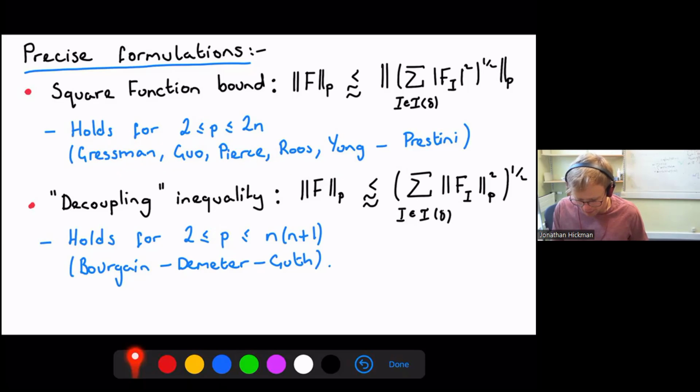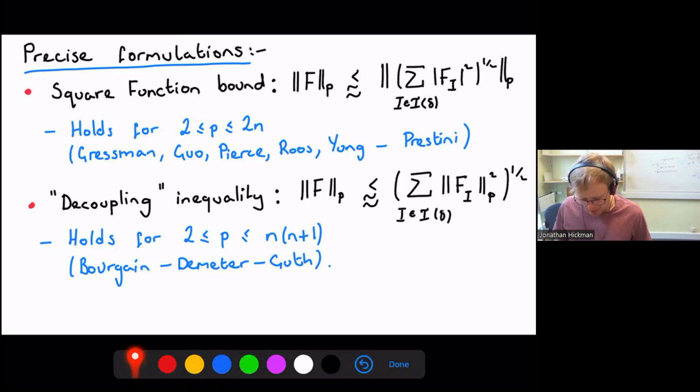Although these kinds of estimates do appear implicitly in early work of Prestini from the 80s. On the other side of things, the decoupling inequality, maybe I should mention, whenever we have a square function bound, we automatically have a decoupling inequality just by applying Minkowski's inequality to interchange these norms. However, the raison d'etre for these decoupling inequalities is that although they're weaker for a given p, they hold for a larger range of p. So we can push this all the way up to n times n plus 1.